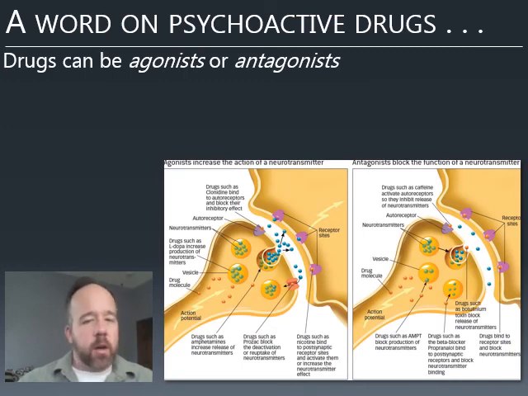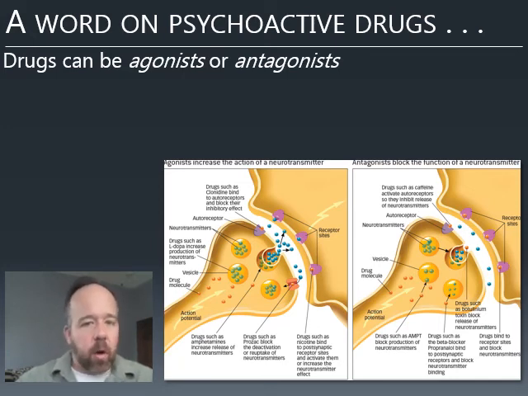So drugs are chemicals like neurotransmitters are. They have a chemical structure. They have an action on the nervous system. They affect the nervous system and cause some change in neural activity. And drugs can be classified into two categories. They are either agonists or antagonists.